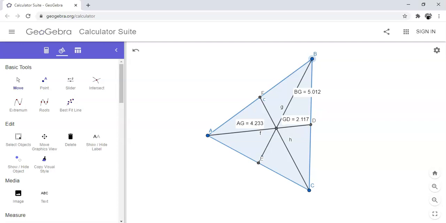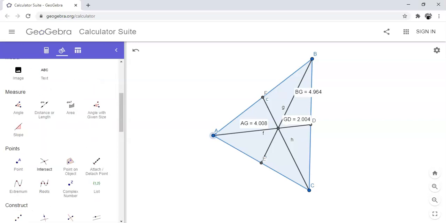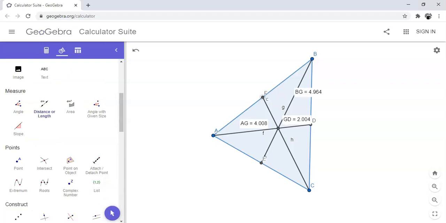We'll come back here again. I'm going to just keep changing this. So we have AG is 4, GD is 2, the whole median AD is 6. It's just the sum of the two parts. And we'll do one more here. So if I look at the short one here, FG, it's 2.29, or 2.2 basically. So what would GC be? Well, it's going to be twice of that, so it's like 4.46, 4.458.